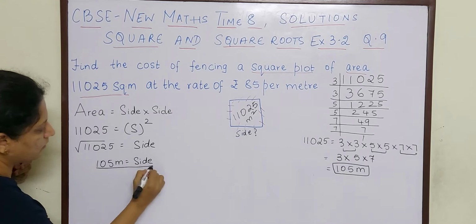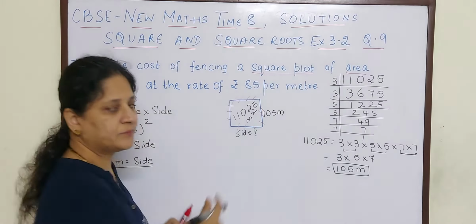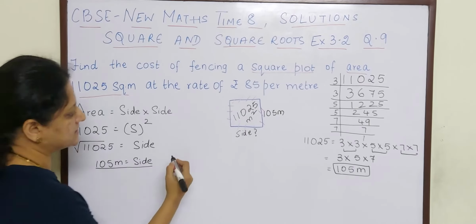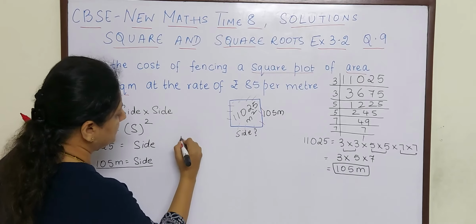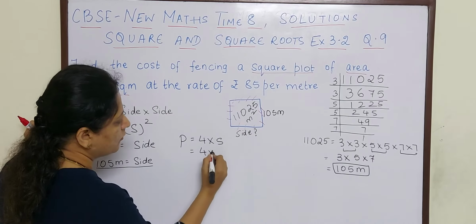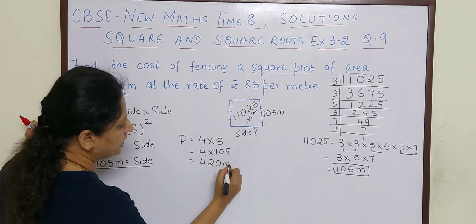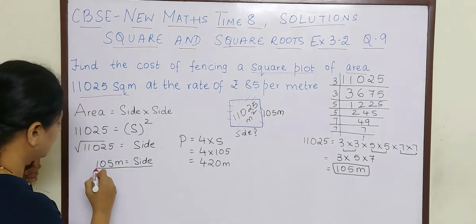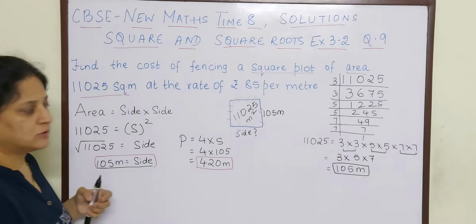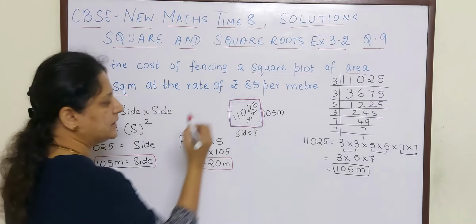So once you know what is the side, it is very easy to find out what is the perimeter. What is the formula for perimeter? Perimeter is equal to 4 into S. So let us go to the next step. Perimeter is equal to 4 into S, that is 4 into 105 meter, which is equal to 420 meter. So we have found out side, we have found out perimeter. So that means the fencing has to be done for 420 meter.